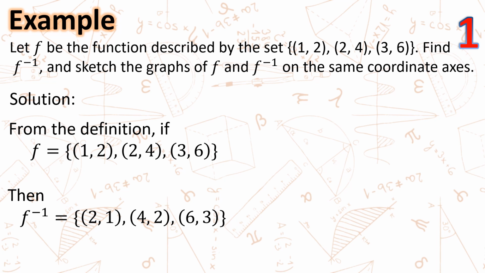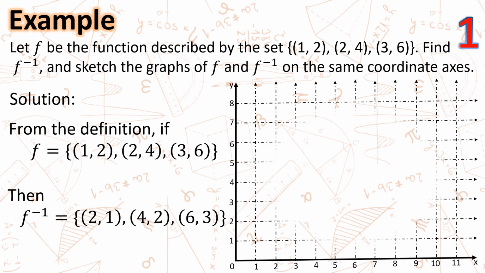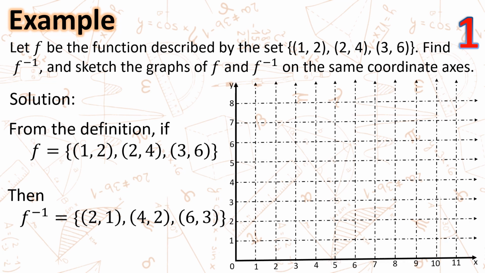Let us have the graph of these functions. So we have for f (1, 2) on the rectangular coordinate system, (2, 4), and (3, 6). Now for inverse of f, we have (2, 1), (4, 2), and (6, 3).